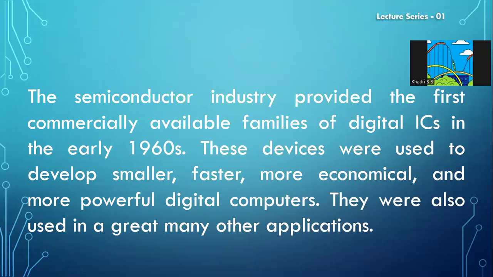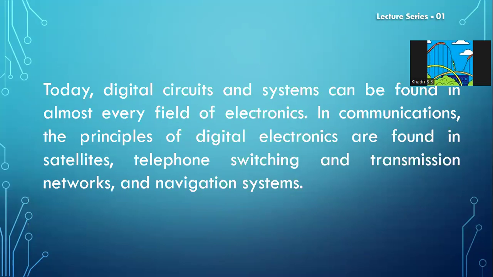In the early 1960s, these devices were used to develop smaller, faster, more economical, and more powerful digital computers. So, in digital computers, we were supposed to use digital IC chips in the year 1960. For what sake? To develop smaller, faster, more economical, and more powerful digital computers. They were also used in a great many other applications, and they also implemented IC chips.